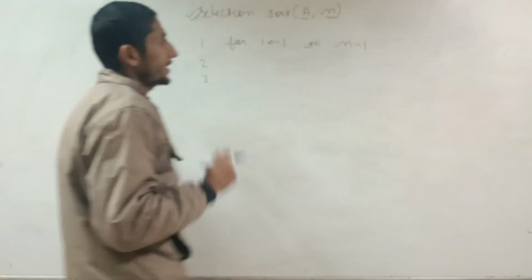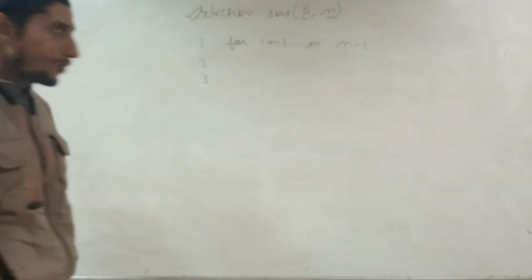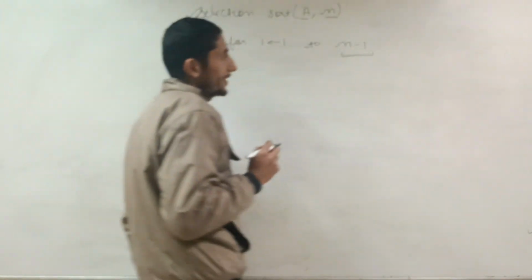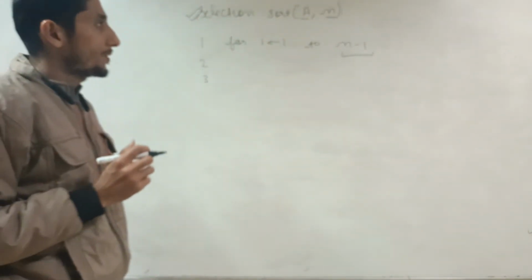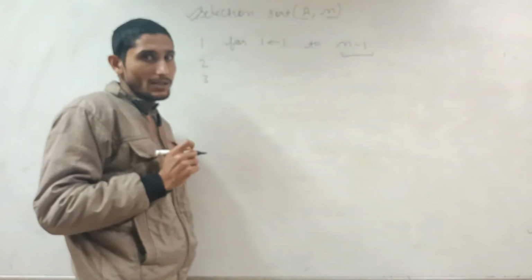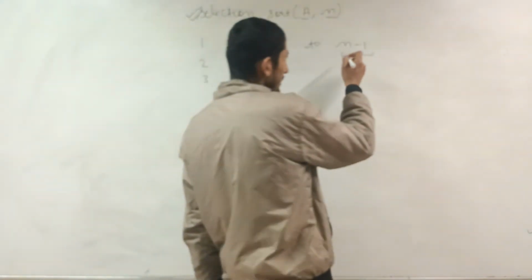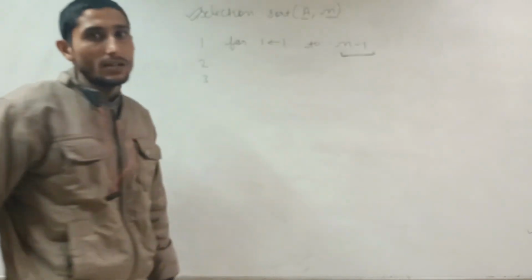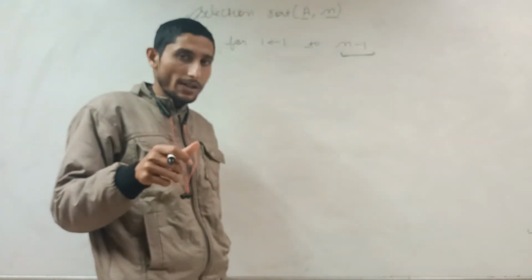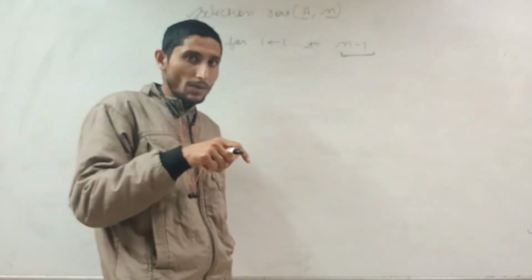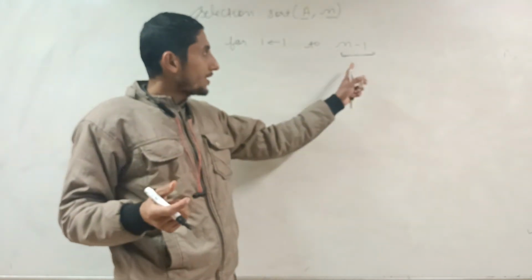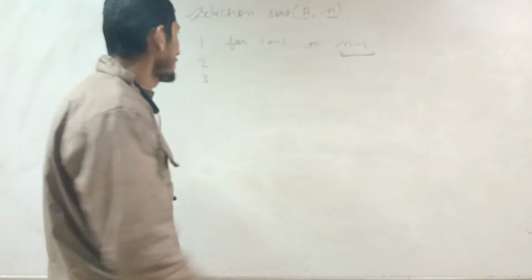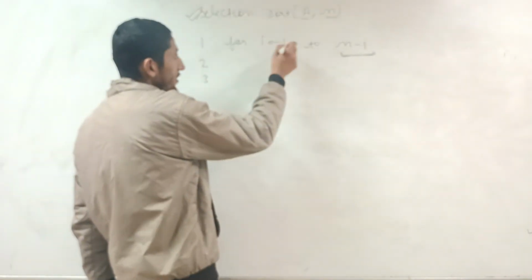What is the meaning of this? I am going to perform the procedure n minus 1 times. Why n minus 1 times? Because if there are n elements, then after n minus 1 iterations, n minus 1 elements will be sorted. And if n minus 1 elements have got the correct place, then automatically the nth one will get the correct place. Okay. So I will start the loop from 1 to n minus 1.